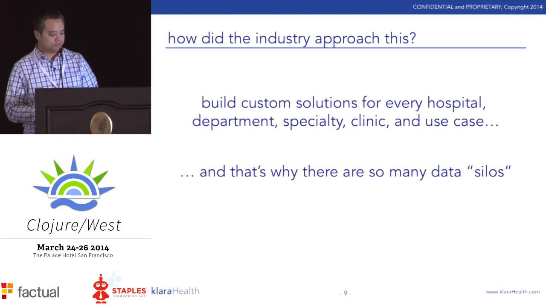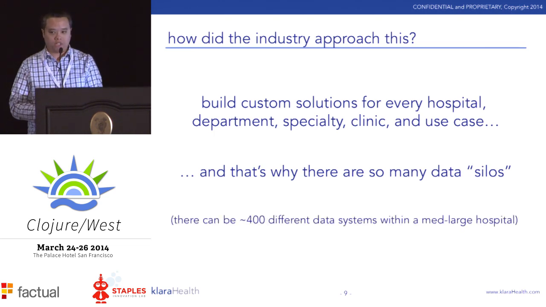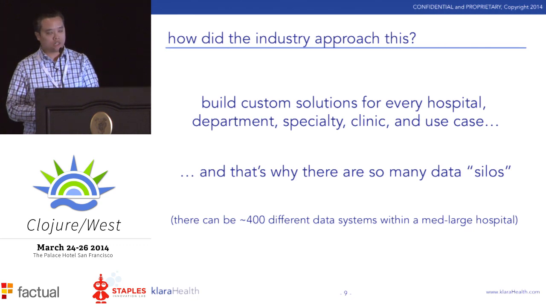One of the stats that surprised me the first time I learned about it is if you look at a medium to large hospital, so this is like 600 to 1,000 beds, there's upwards of 400 different data systems. I was talking to a guy at one of the hospital systems in California, and across all their hospitals, they have over 2,500 different databases and vendors that they're trying to aggregate data from.